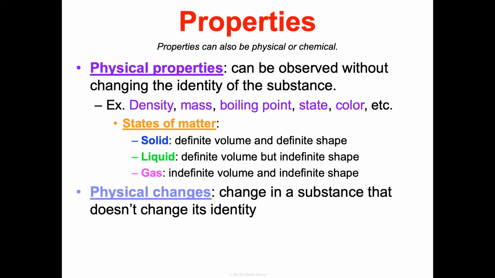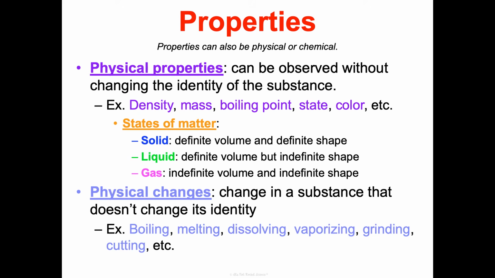So physical properties are also, I like to always put physical changes with these. A physical change is a way that I can change a substance without changing its identity. All I'm doing is changing the physical properties of it. So for example, I can change state. I can boil something that takes it from a liquid to a gas. That doesn't change what it is. Like if I boil water, it's still water. It's just not liquid water anymore. It's gaseous water. It's water vapor.